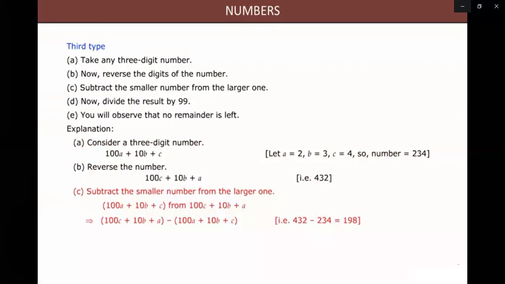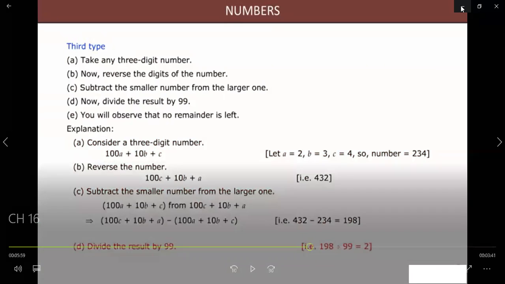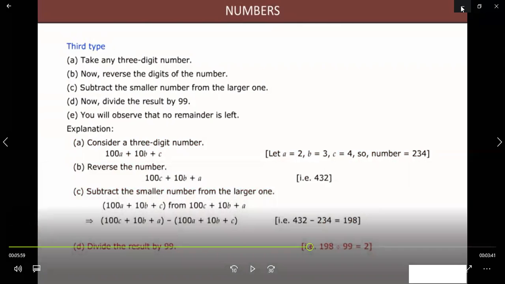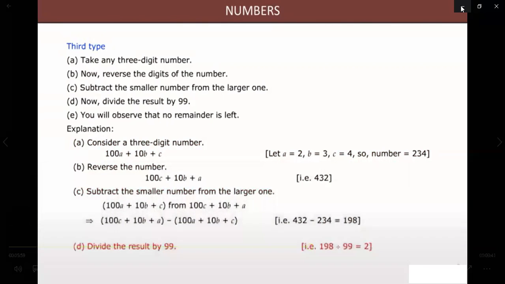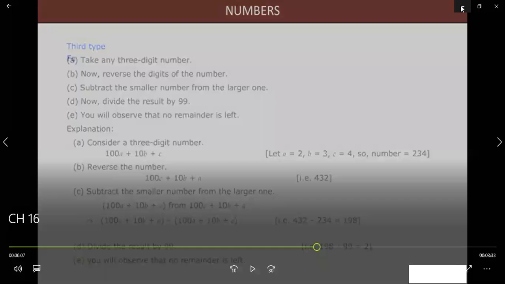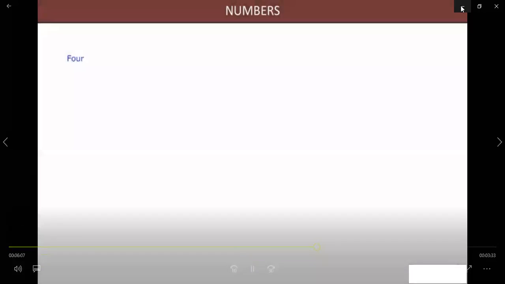Okay, so 100C minus C. Basically you will get what? 100C minus C, that will be 99C. Similarly, for A you will get minus 99A. Okay, so whatever answer you are getting after subtraction, you will see that whenever you divide that by 99, you will always get no remainder. Okay, so this was the third number game.